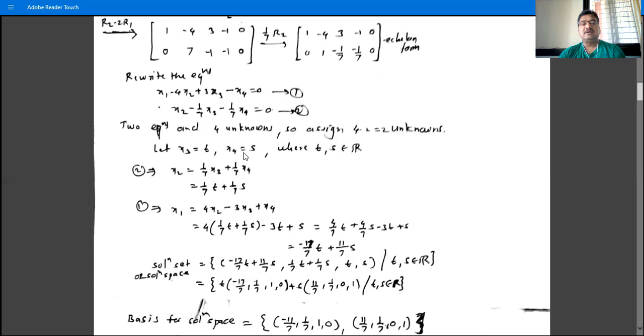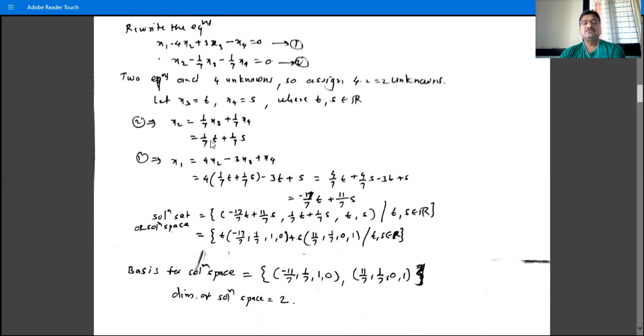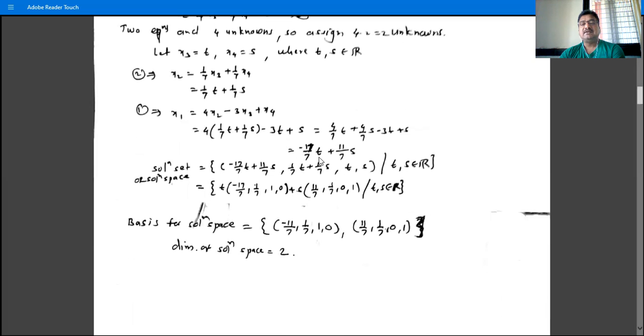So either use the notation T, S, R, M, L. Okay. So in order to assign the unknowns, we have x2 from equation number 2. x2 is 1 by 7 x3 plus 1 by 7 x4. So substitute x3 as t, x4 as s. We have this. And then from equation number 1, shift all this quantity to RHS, and then substitute x2, x3, x4, and we have the value of x1 as minus 17 by 70 plus 11 by 7s.